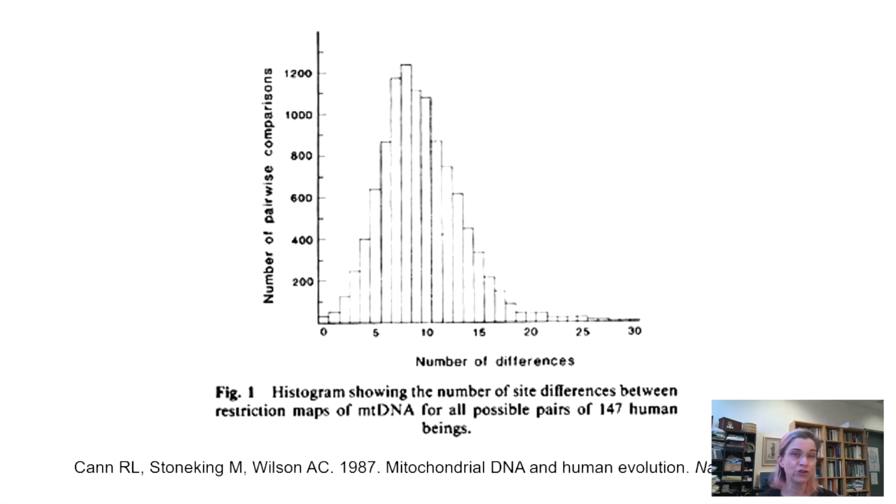I want to refresh your memory of this figure and these data. This is from the Cann, Wilson, and Stoneking study. This is the histogram showing the average number of sequence differences between all possible pairwise comparisons in the data set of those 147 mitochondrial DNA sequences from women who lived in modern times. The average number of differences is somewhere around 7 or 8. Keep this in mind, as I'm going to show you another data set that is presented this exact same way.